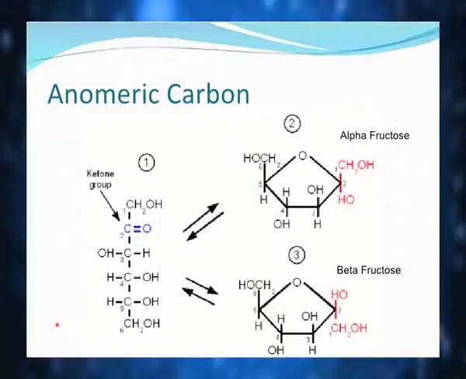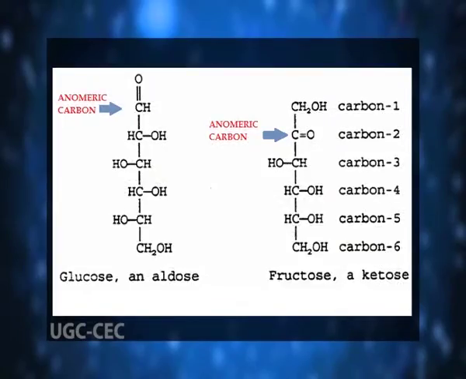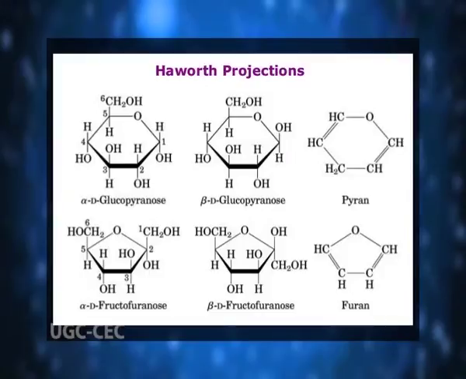The new chiral center created in forming the cyclic structure is called an anomeric carbon. Stereoisomers that differ in configuration only at the anomeric carbon are called anomers. The anomeric carbon of an aldose is carbon 1. That of the most common ketoses is carbon 2. Haworth projections are most commonly written with the anomeric carbon to the right and the hemiacetal oxygen to the back.